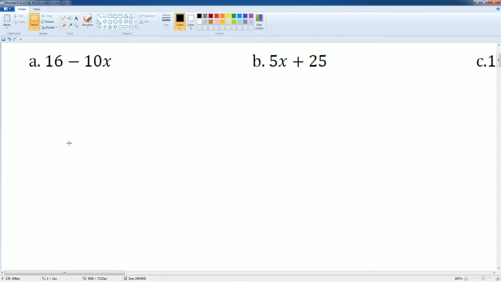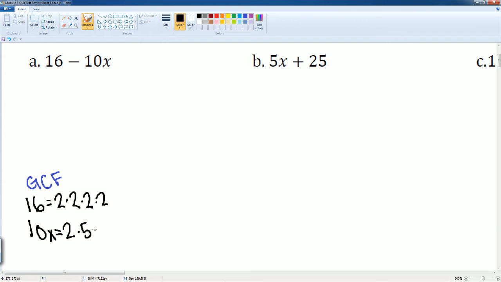We have 16 minus 10x. We want to factor using the greatest common factor. So we take every single term, so 16, and we split it into smaller pieces: 2 times 2 times 2 times 2. 2 times 2 is 4, times 2 is 8, times 2 is 16. Okay. Then we have 10x. We could split that into 2 times 5 times x. The greatest common factor here is the 2's, so we write equals 2. So the greatest common factor here is 2.